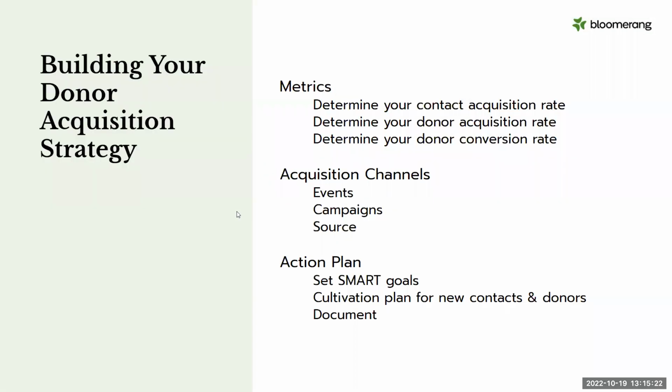When you're building your donor acquisition strategy, I like to look at 3 things. There could be more, but this is where I recommend starting. 1, you want to take a look at what you are measuring. What is your contact acquisition rate right now, or maybe you want to take a look at your donor acquisition rate, maybe your donor conversion rate. What metric is most important and is going to be most helpful, most impactful for your organization?